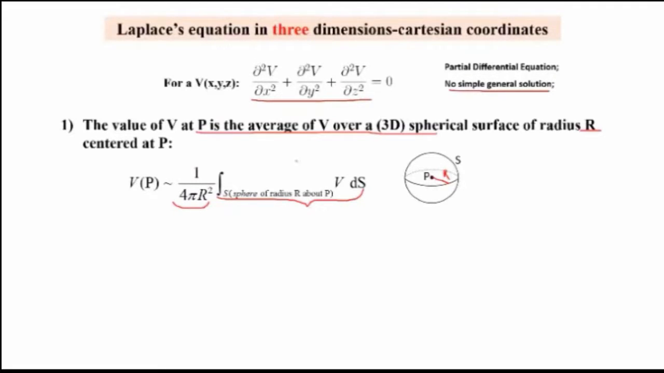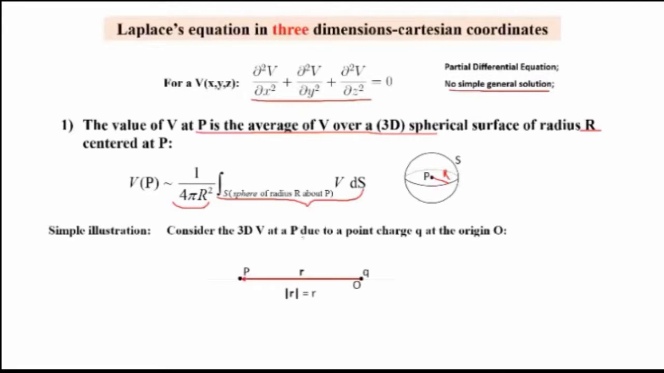I should say three-dimensional, excuse me. So then let's take a simple case. Consider the 3D potential due to a point charge. We're interested in the potential at the point P due to this charge in terms of this average value. The vector r points from the origin to the point P. The length of that vector is the scalar r.